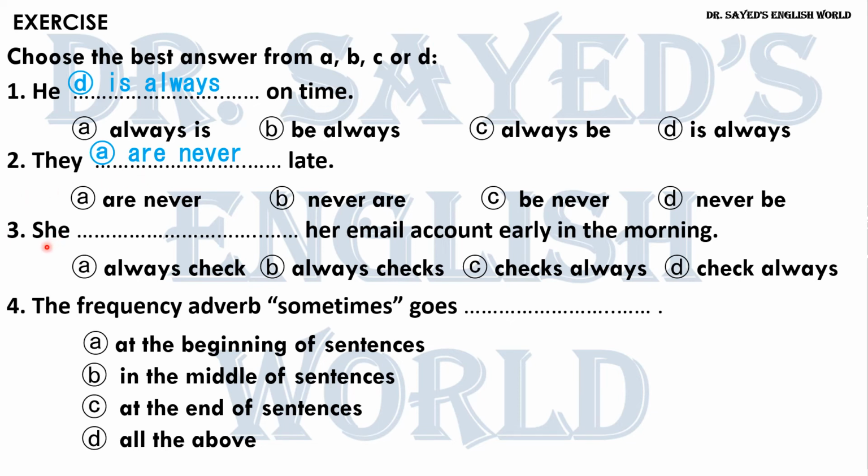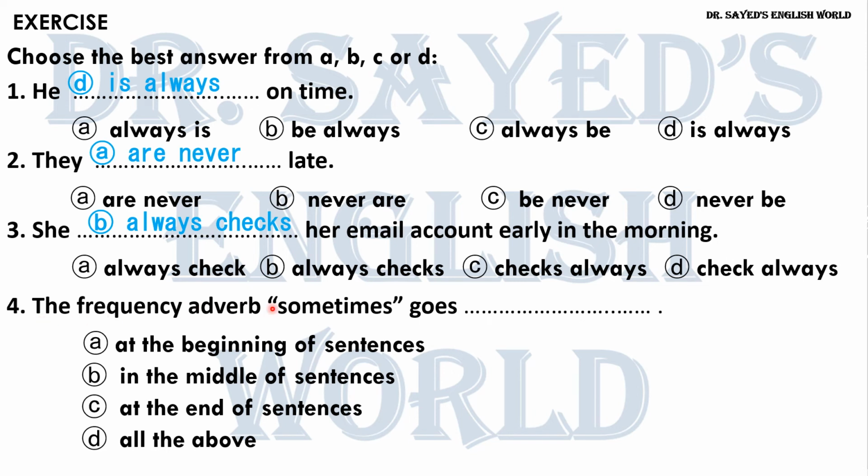Let's have a look at number 3. She, her email account early in the morning. She always checks, always, it check always. And of course the right answer is B, always checks. Because of she, we are going to choose the verb which contains S at the end. So she always checks.